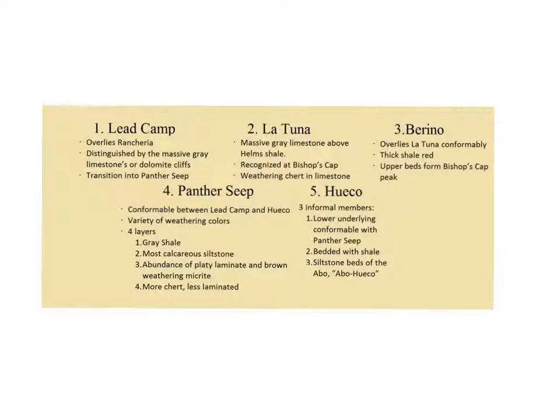Next, you'll have the Hueco Limestone Formation, which has 3 informal members. The first one is the lower, underlying and conformable with the Panther Seep, the second is bedded with shale, and the third one is the siltstone beds of the Abo. This one is also known as the Abo Hueco.